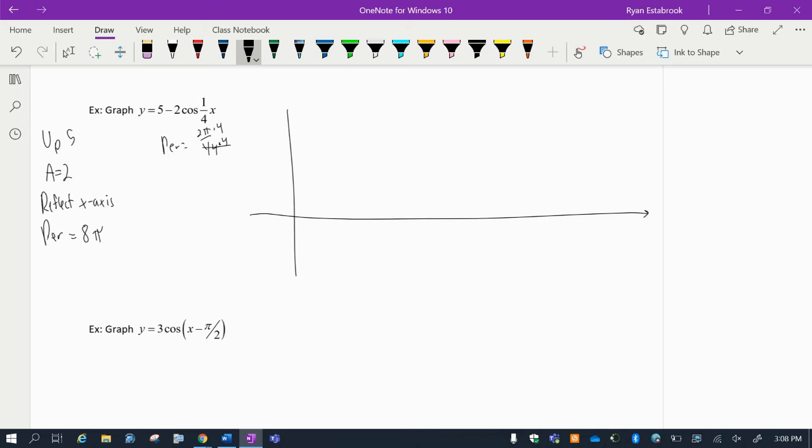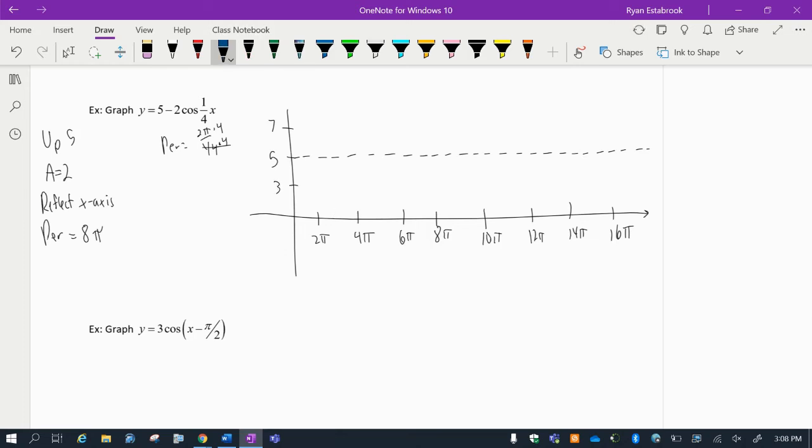Here is my horizontal axis. The period is 8 pi, so this is 8 pi. Second period will end at 16 pi. We get these different markings on our x-axis. Each one of these little marks represents 2 pi. Great. And now let's see, up by 5. So our line of equilibrium is up here, with more space up in that first quadrant. The amplitude is 2, so it reaches a maximum of 7 and a minimum of 3.